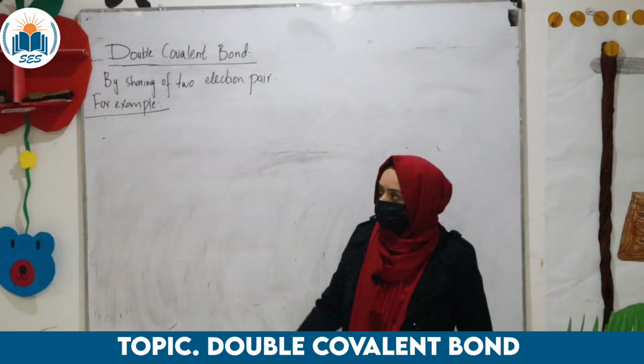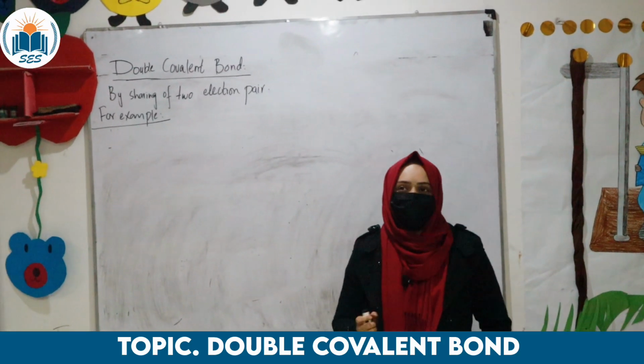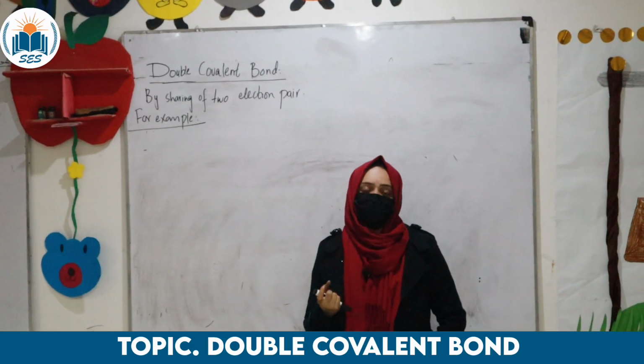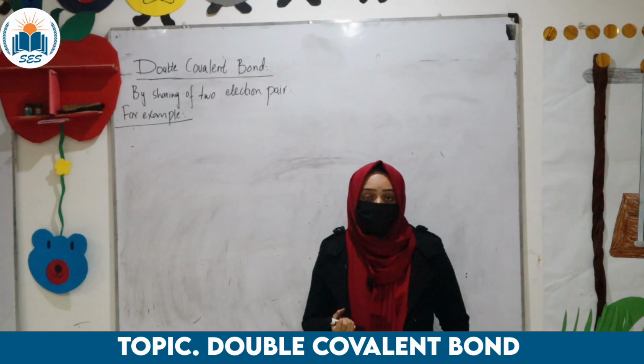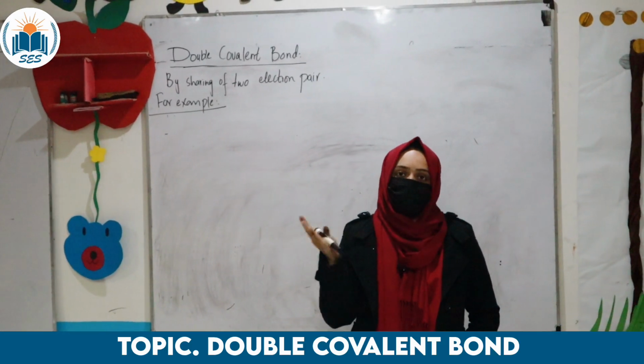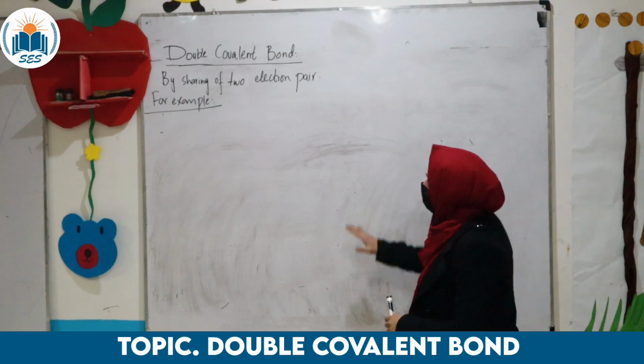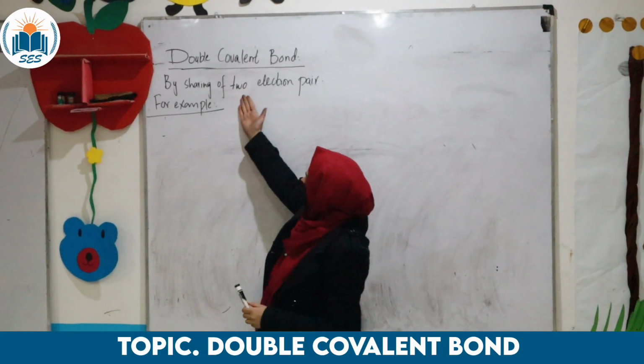Okay, now we move towards another type of covalent bond, that is the double covalent bond. As its name suggests, a double covalent bond is a type of bond that is formed by sharing of two electron pairs. It means a total of 4 electrons. You can say 2 electron pairs, or you can also say 4 electrons. A double covalent bond is formed by sharing of 2 electron pairs.